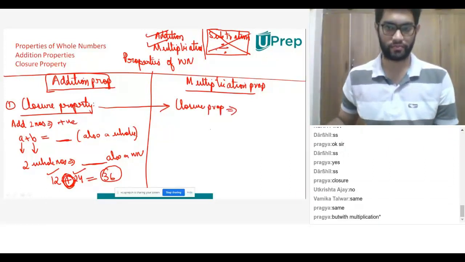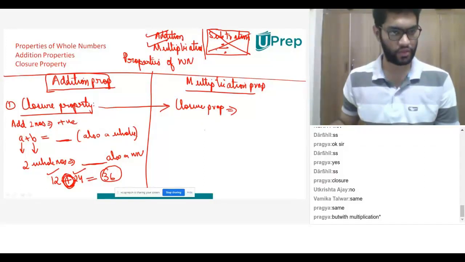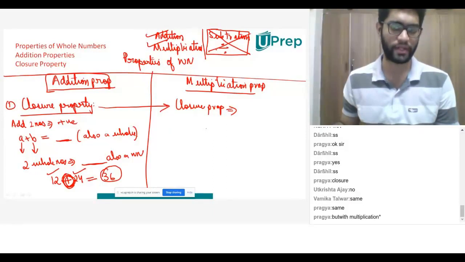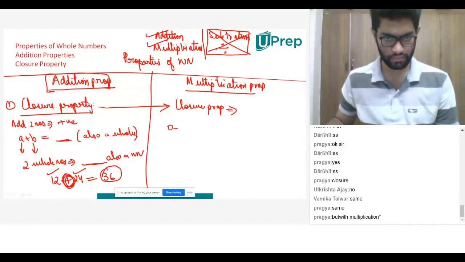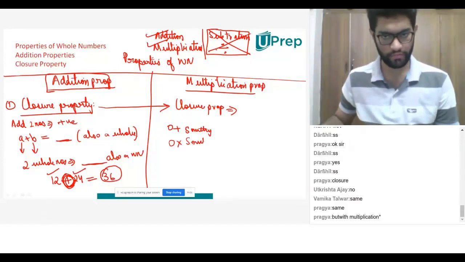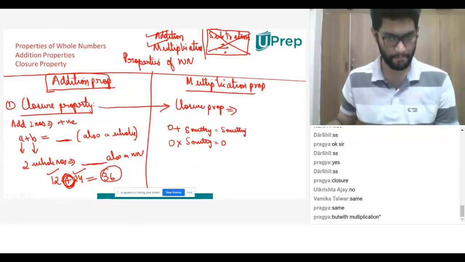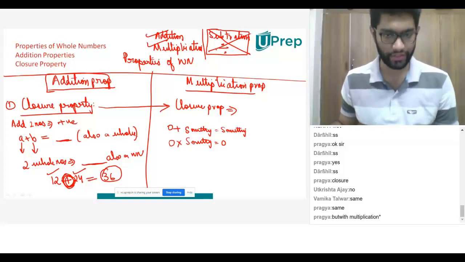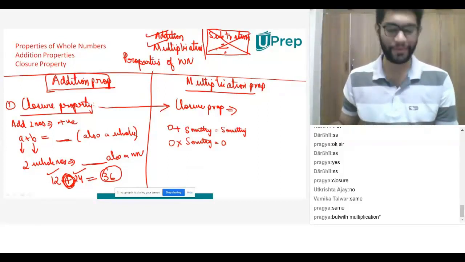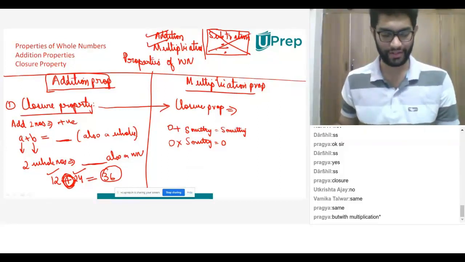Sir, is it the same thing when 0 is there in one of the numbers? Can you explain that? Sir, if we multiply something with 0, then the answer will come 0, right? Then will it be a closure property? Okay, we'll come to what you're saying. That's another thing. I can give one example.